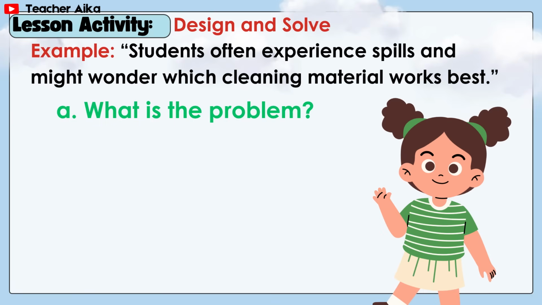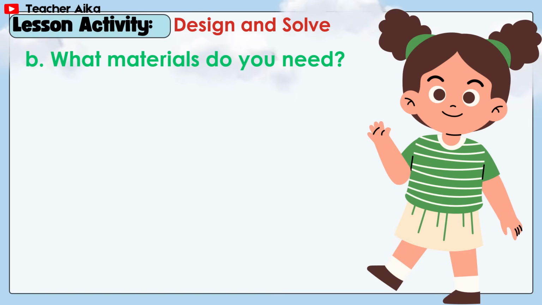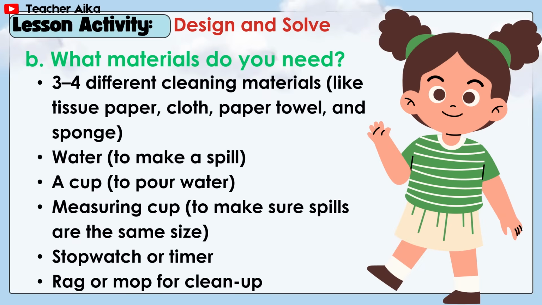Example: students often experience spills and might wonder which cleaning material works best. A. What is the problem? The problem is we want to find out which cleaning material cleans up spills the best. B. What materials do you need? Answer: 3 to 4 different cleaning materials like tissue paper, cloth, paper towel, and sponge.